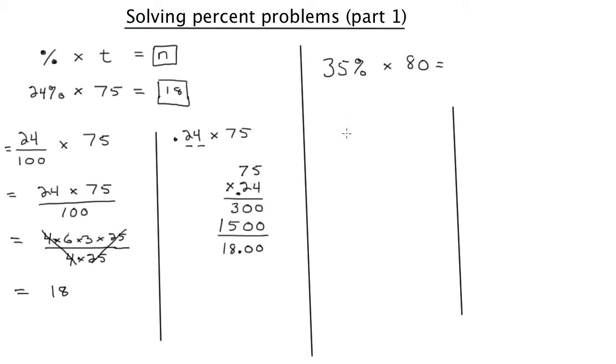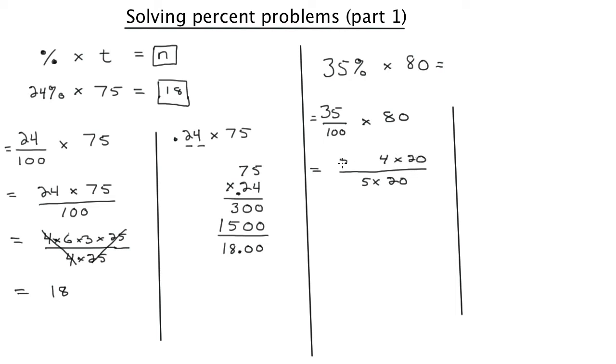All right, 35% of 80, I'll do it both ways. 35 percent of 80 should work out nicely. 100 and 80 have a greatest common factor of 20, so I can factor out 20. 100 is 5 times 20. 80 is 4 times 20.